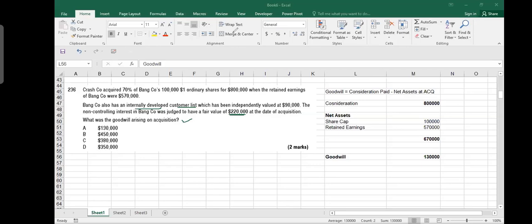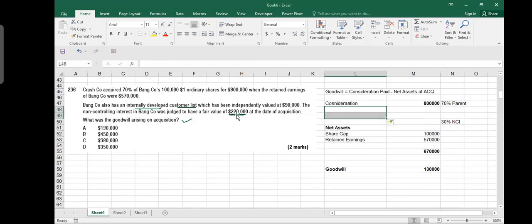Okay. So what do we need to do now? We need to first find out how much is the consideration. This consideration, which we paid, 800,000, is for 70% by the parent. But you know that there is also 30% held by the NCI. So how much is NCI? They gave you in the question that the non-controlling interest has a fair value of $220,000. So here I say NCI, which is 30%, is 220,000.